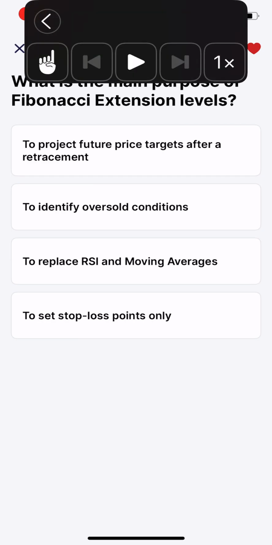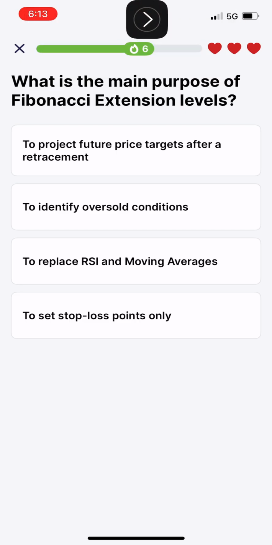Six. What is the main purpose of Fibonacci extension levels? To project future price targets after a retracement. To identify oversold conditions. To replace RSI and moving averages. To set stop loss points only.